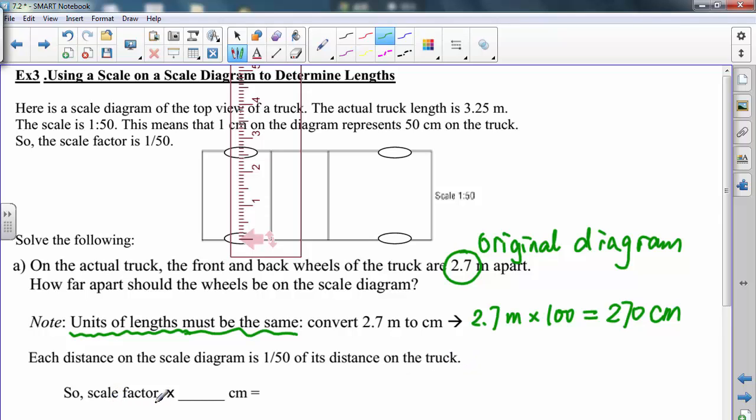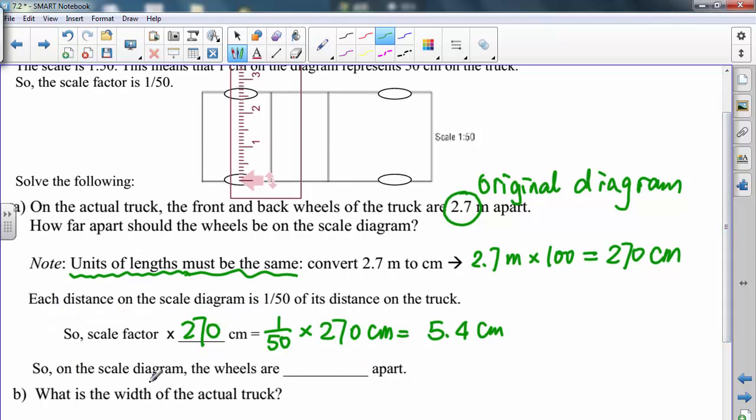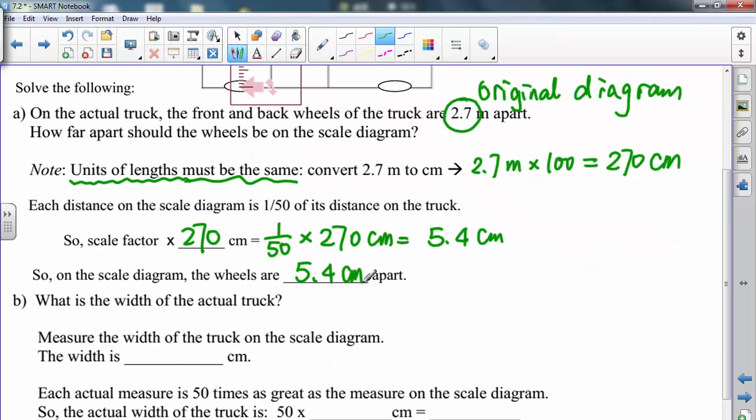So the scale factor times the length on the original diagram, which is 270 centimeters. So this one is 1/50 times 270 centimeters. This one is 5.4 centimeters. So that means on the scale diagram, the wheels are 5.4 centimeters apart. So this is the drawing length between the front and the back wheels.